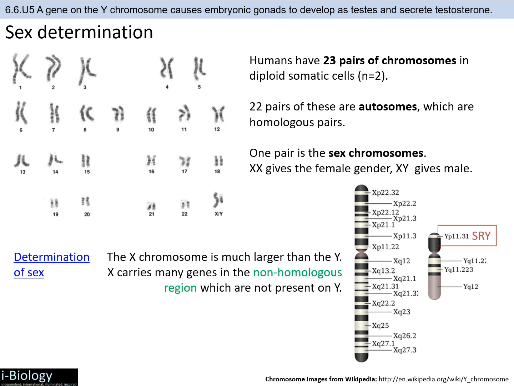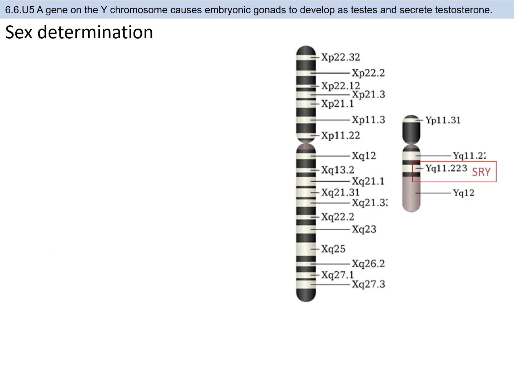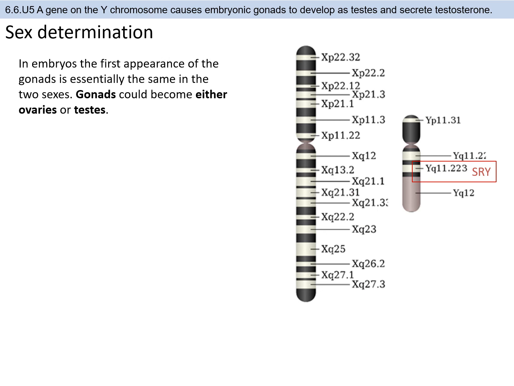All right. Because the X chromosome has a lot more on it, it's much larger than the Y chromosome. They're not a homologous pair. The X and Y chromosomes code for different things, okay? And the Y chromosome of course has the SRY gene, which is needed for male development. So then moving on to think about the SRY gene.